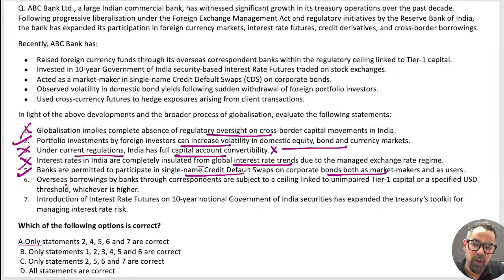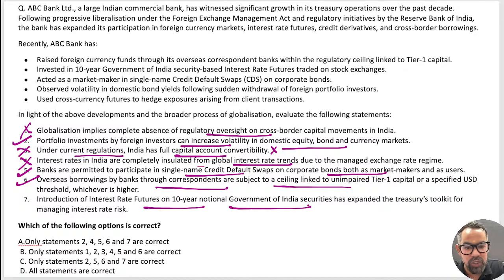The next one is overseas borrowing by the bank through the correspondent bank is subject to ceiling limit. Yes, they do. And the next one is introduction of interest rate future on 10-year notional government of India securities has extended the treasury toolkit for managing interest rate risk. This is also true. So 2, 5, 6, 7 is there. 2, 5, 6, 7 means option C should be the right answer.